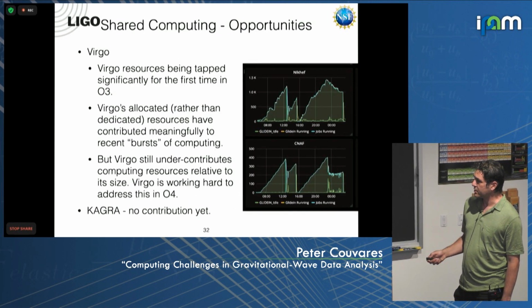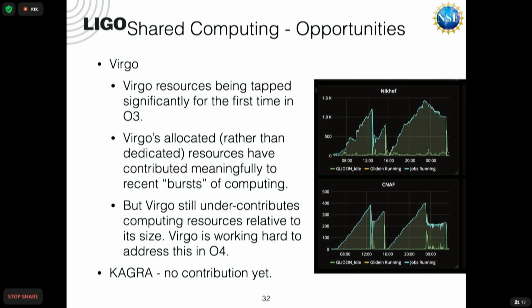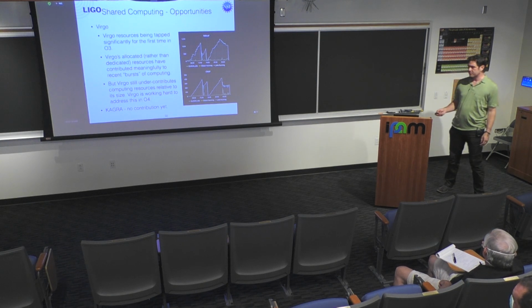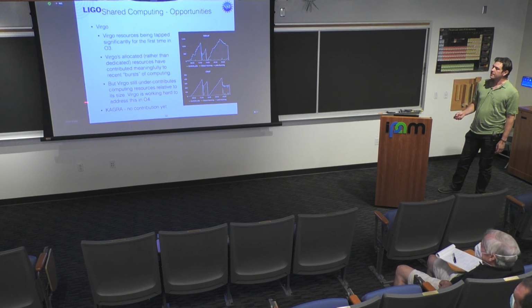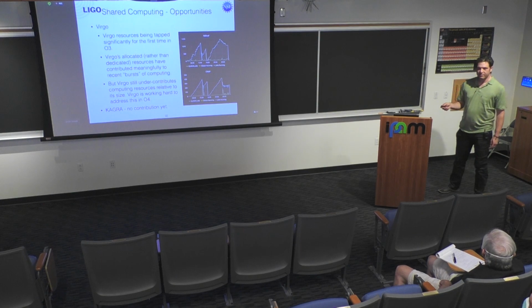This I've already covered. Virgo resources have been tapped really for the first time in O3 at scale, but still under computes. KAGRA at the moment has almost no funding for computing and basically contributes nothing to LIGO-Virgo-KAGRA computing. KAGRA is worried about building a detector right now and getting it commissioned, and to some degree, contributing to the data analysis software effort, but for infrastructure, there's no contribution yet. Long term, that's obviously a challenge for us because the NSF doesn't want to necessarily subsidize Virgo and KAGRA indefinitely in terms of computing.